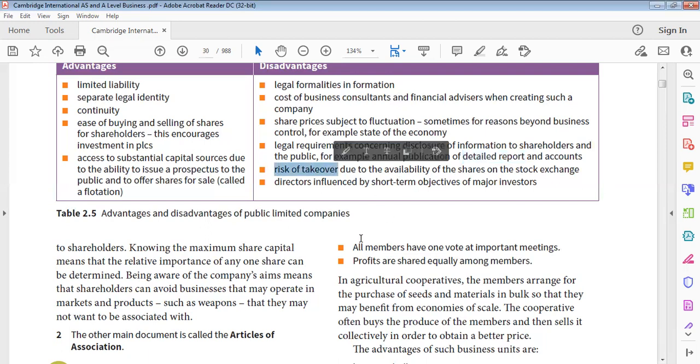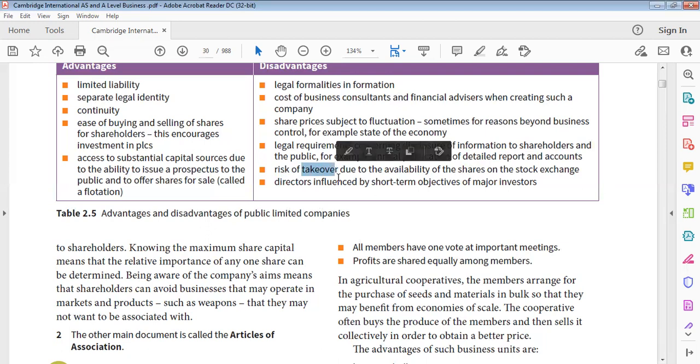Risk of takeover. Yes, there is a risk of takeover. That means if someone buys more than 50%, he automatically becomes the owner. That's why Facebook will never sell you more than 50% of their shares, because Facebook does not want anyone from outside to control their business. So there is a risk of takeover. This is an issue. If someone invests more than you need, then they just take over and control it.